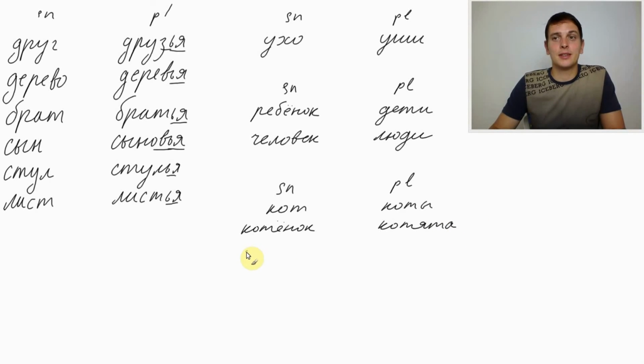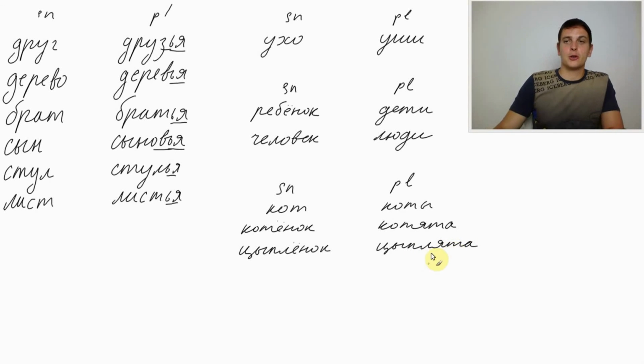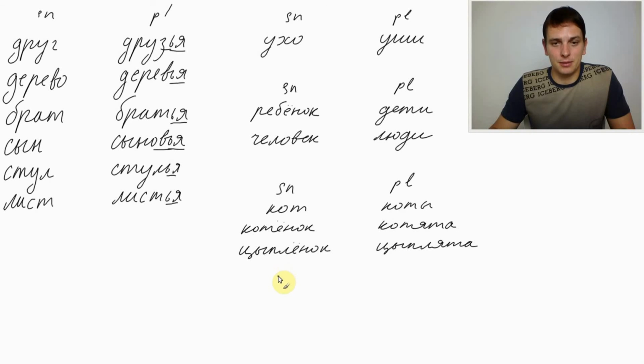Цыпленок. Цыпленок is a chick, a small child of a chicken. And chickens or chicks would be цыплята. So, what should you learn from here? Котенок ends in ёнок, and цыпленок ends in ёнок. And here we replace ёнок with ята.